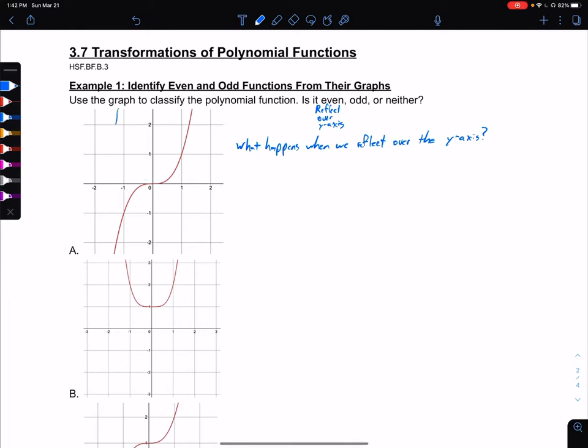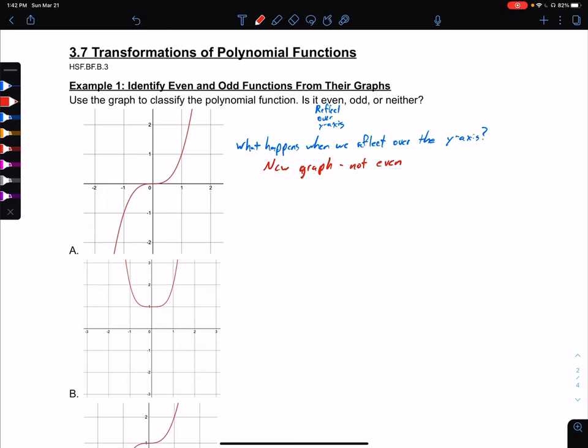Let's try that one more time. Maybe something that looks like that. Again, not perfect, but we get the general idea. Clearly, those are not the same on the left and the right side. If I split that graph in half, left and right are different. We get a new graph, and since we get a new graph, then we know that this is not even.